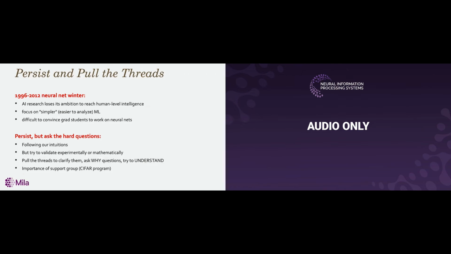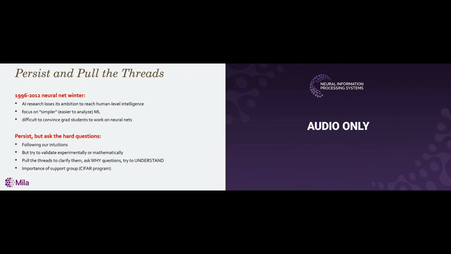Okay, so this period, from a personal journey point of view, the late 90s and first decade, more or less, of this century, was actually not so easy because most people turned their back on neural nets, and it took a little bit of stubbornness to persist through this neural net winter. I had the impression that at that time a lot of the AI research, including machine learning research, kind of lost its ambition to reach human level intelligence.